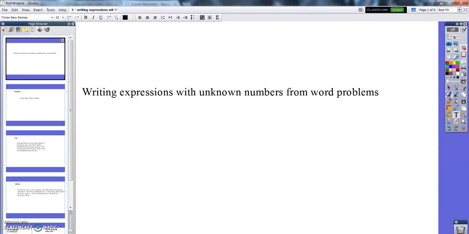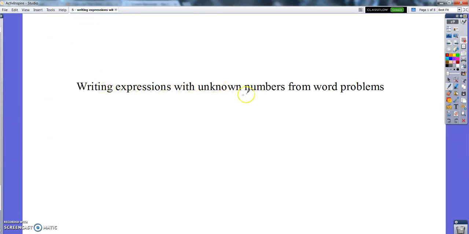We are here today to write expressions with unknown numbers from word problems. Please mark this in your math notebook on the next blank page with the title. And after you have done that, put your pencil in your math notebook until we get to the we do. Just think and listen until then.